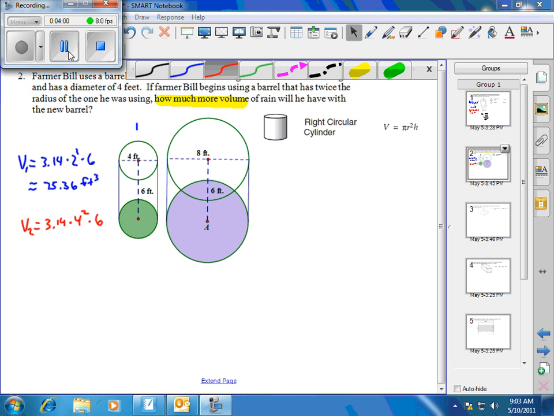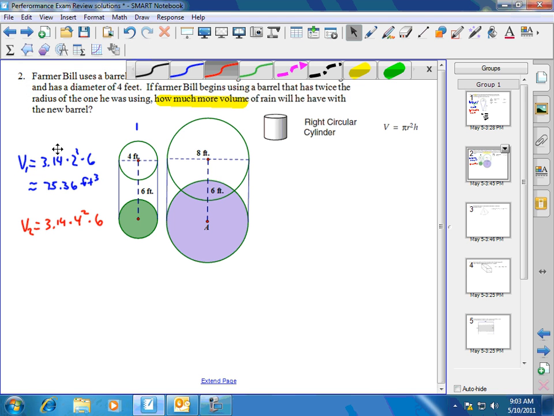Oh, and I didn't pause. I thought I paused. I was checking my work here because my answer didn't look right, and I hope you're learning from my mistakes. I did 3.14 times 16 times 16. Okay, so we've got to be careful. But the volume is approximately 301.44 cubic feet.